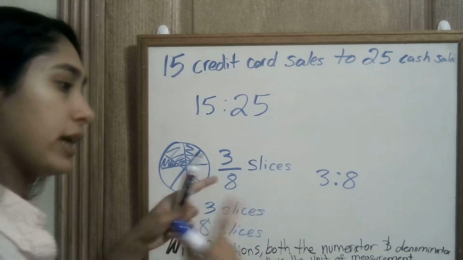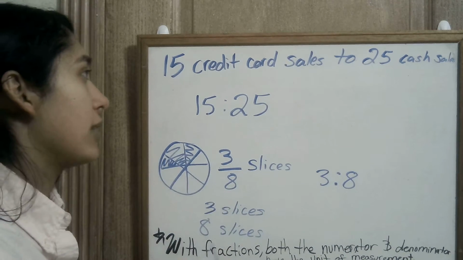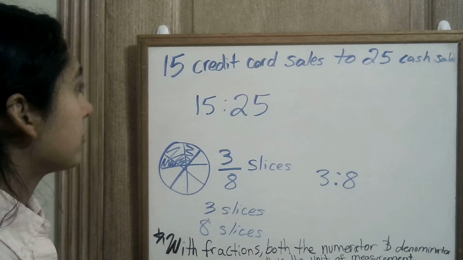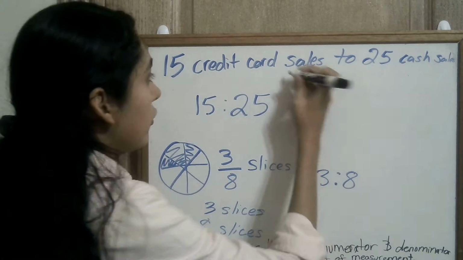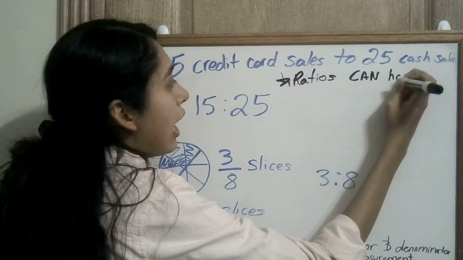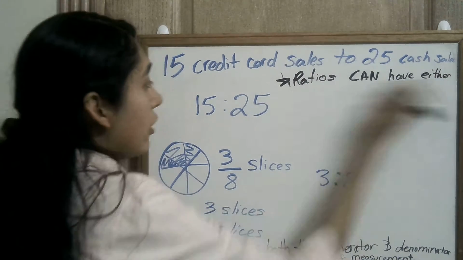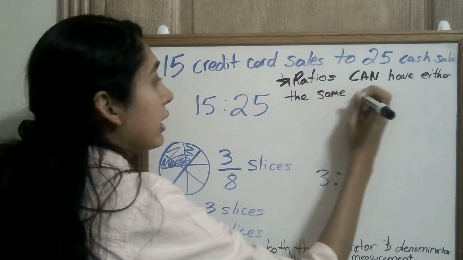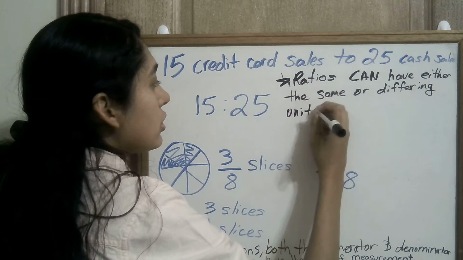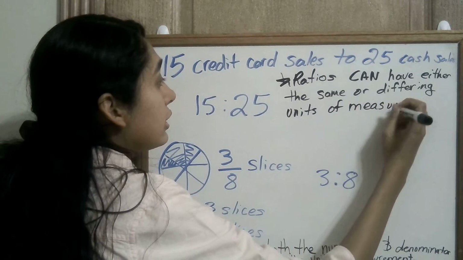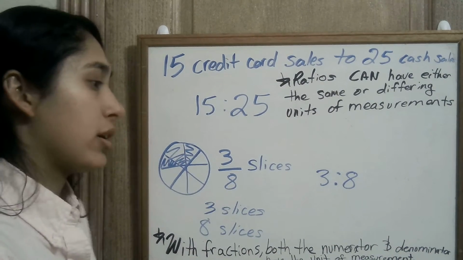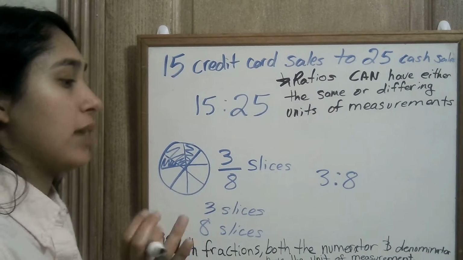Or I can use different units, because a credit card is visibly and very obviously different from cash, even though you could argue that they do the same thing. A credit card is different from a green dollar bill. So ratios can have either the same or differing units, and that is because ratios compare numbers, and when you're comparing, you can compare one apple to another apple, or you can literally compare apples to oranges.